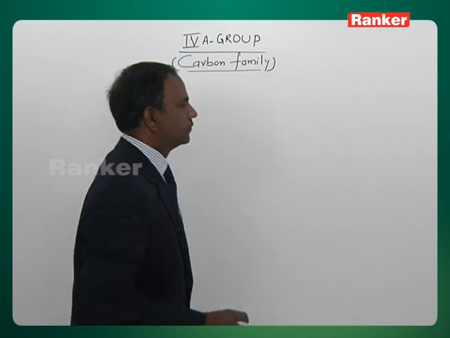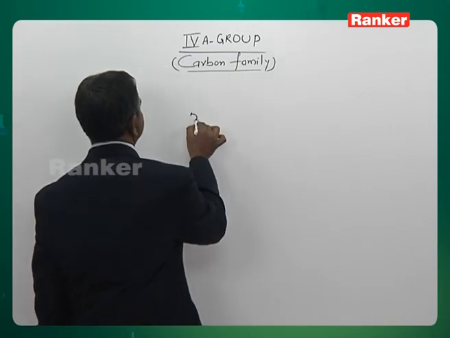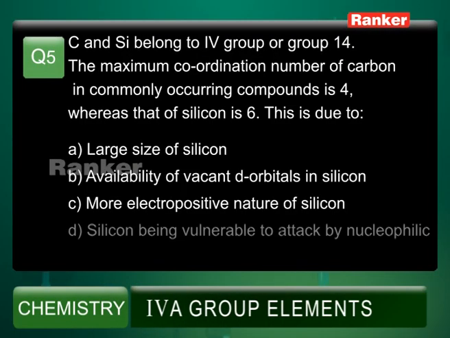Question number 5. Carbon and silicon belong to the 4th A group, that is the 14th vertical column. The maximum covalency of carbon in commonly occurring compounds is only 4, whereas that for silicon is 6. This is due to: A. large size of silicon, B. availability of vacant d orbitals in silicon, C. more electropositive nature of silicon, D. silicon being vulnerable to attack by nucleophilic reagents.